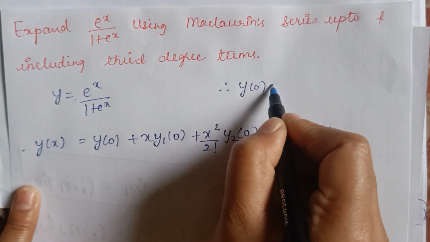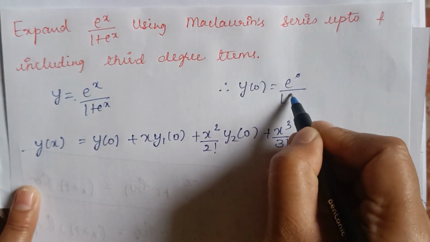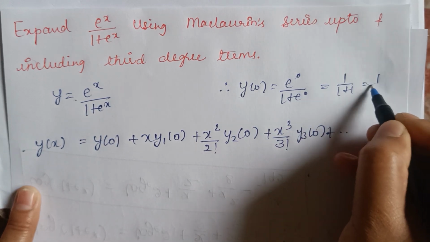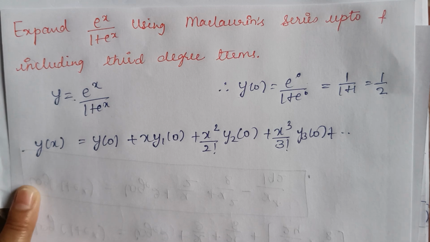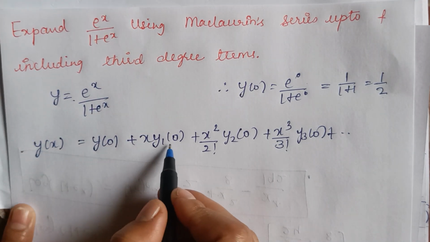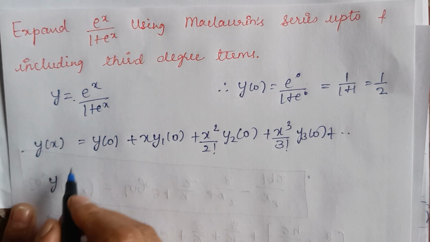Y of 0 is nothing but e power 0 divided by 1 plus e power 0, which is equal to 1 divided by 1 plus 1, that is 1 by 2. Alright, now y1 of 0 I have to find. So I first have to differentiate this.